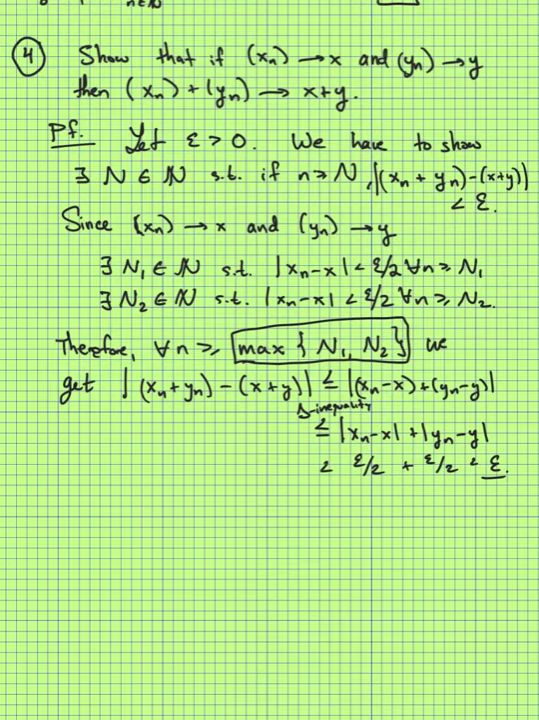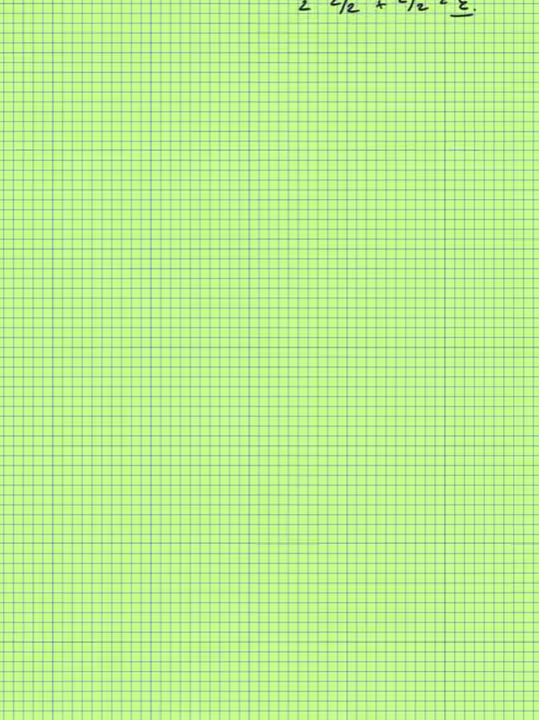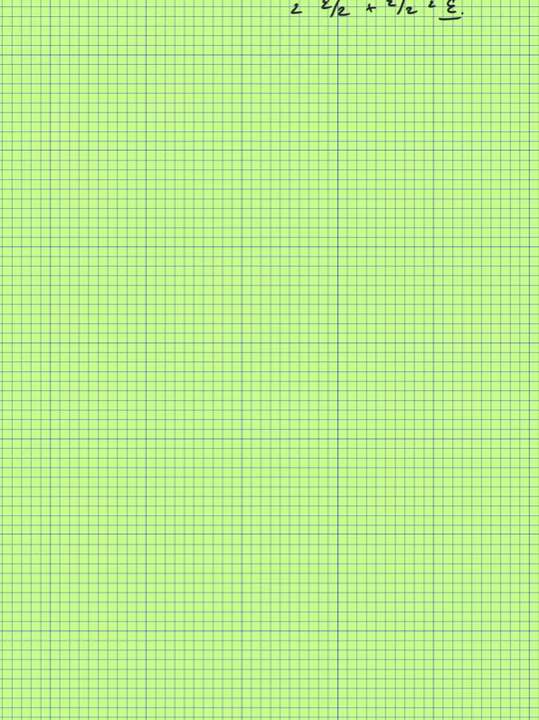Okay, so let me go to problem 5 now. Okay, so here we had to consider the sequence given by a_1 is 7, a_n is a_{n-1} plus 1 over 4 for n greater than or equal to 2. Okay, we had to show this sequence is convergent.